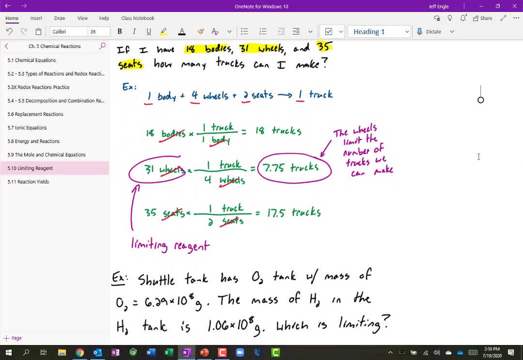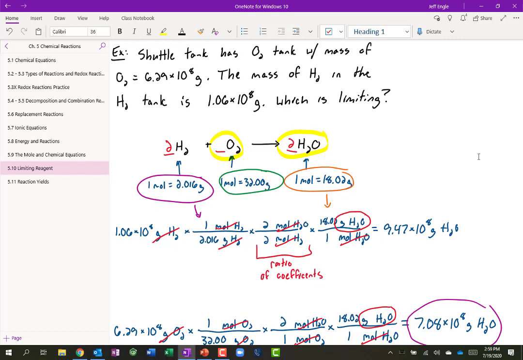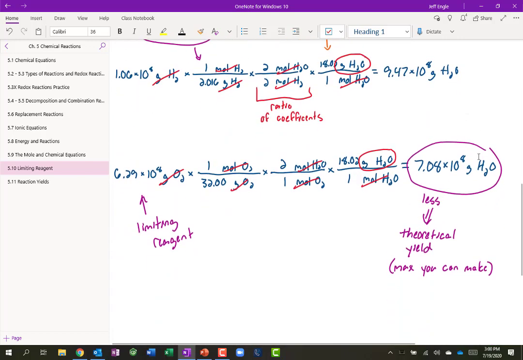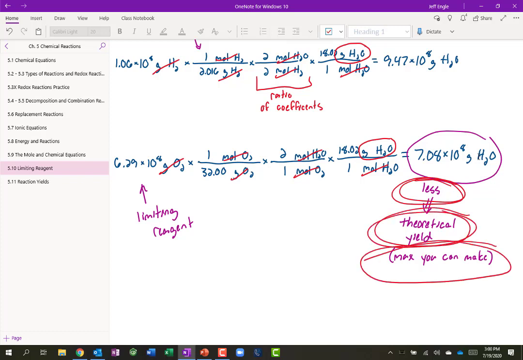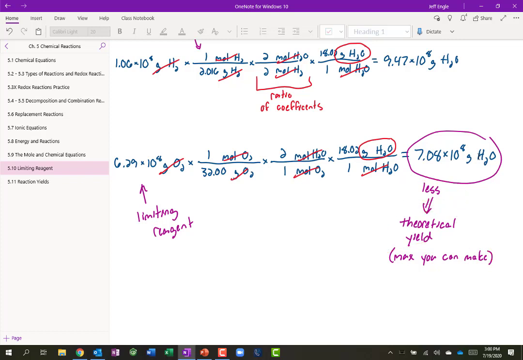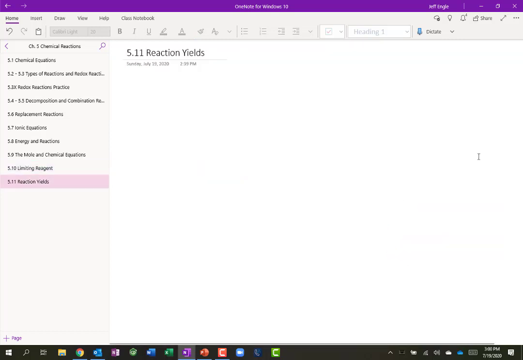So we went through the example with trucks, and then we also did this example with the space shuttle, looking at the limiting amount of oxygen versus hydrogen. And in this example, we calculated out the maximum amount of water that could be made for each of the individual starting materials. And then down here, we said that the one that makes less must be our theoretical yield, which is the same as the maximum you can make. So we're going to actually extend on this today, and we're going to talk about reaction yields.